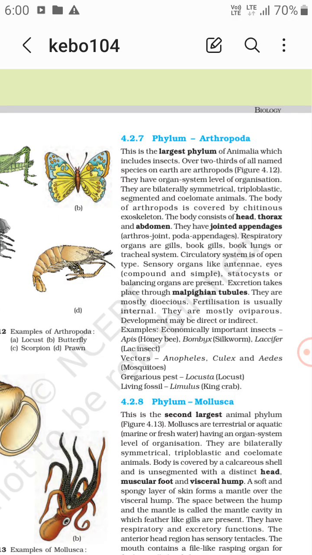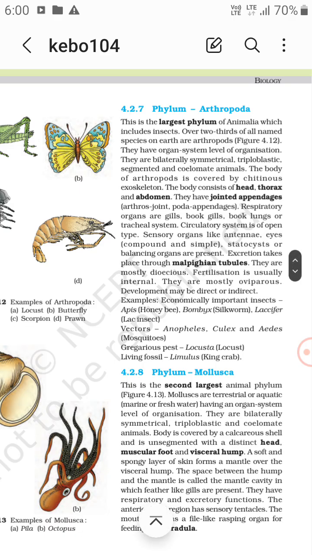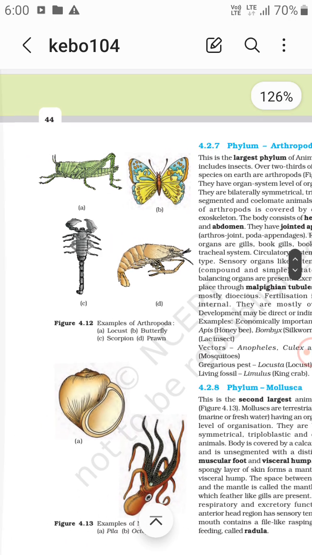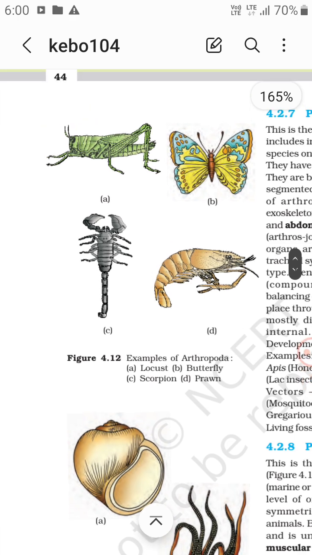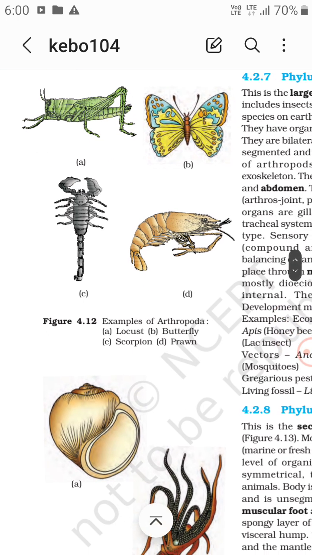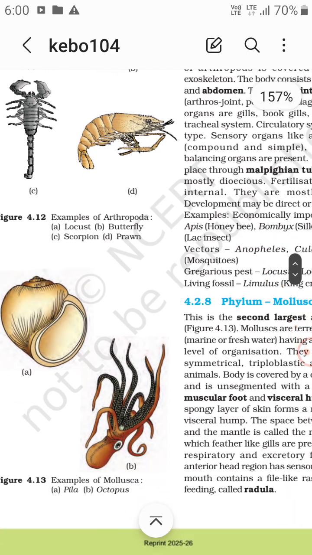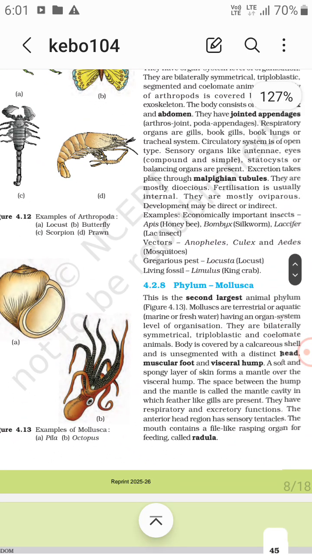Now, economically important insects: Apis, honeybee; Bombyx, silkworm; Laccifer, lac insect; vectors, Anopheles, Culex and Aedes, that is mosquitoes; gregarious pest, that is Locusta, locust; living fossil, that is Limulus, king crab. So first one is a locust, second one is the butterfly, third one is a scorpion, and the fourth one is a prawn.